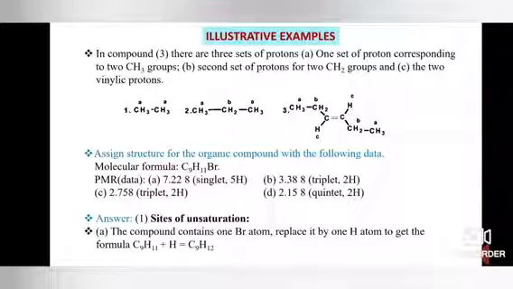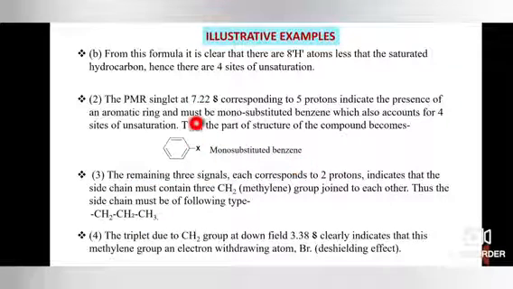Now another problem: assign the structure of the organic compound with the help of the following data. The molecular formula is given. First we find out the sites of unsaturation. Replacing Br by hydrogen, we get the molecular formula C9H12. It indicates that there are 8 hydrogen atoms fewer than the saturated hydrocarbon, and hence there are 4 sites of unsaturation. The PMR signal at 7.22 delta corresponds to 5 protons, which indicates the presence of an aromatic ring, which must be a mono-substituted aromatic ring, and it also accounts for the 4 sites of unsaturation.